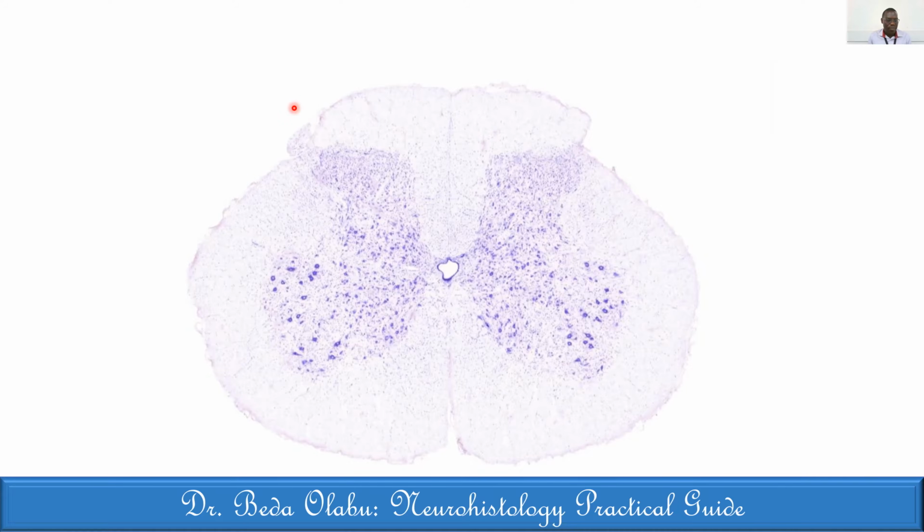Yes, Lisa? This one, we can see the central canal. We can also see gray matter in an H-shaped manner, and the white matter surrounding it, and the ventral sulcus and dorsolateral sulcus. So this one is a section of spinal cord.